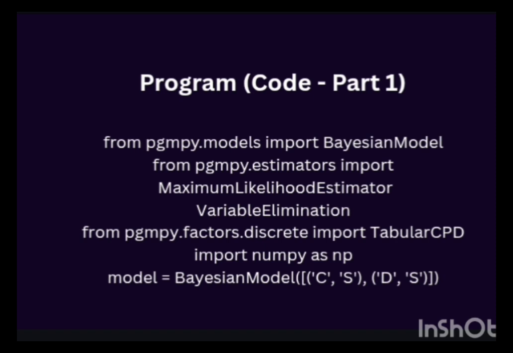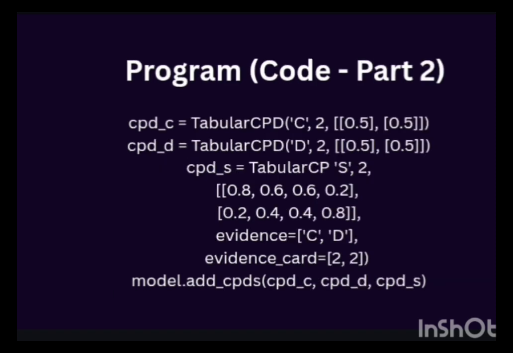Program Part 2. Here we define the conditional probability distribution for each variable using TabularCPD. This distribution represents the probability of each variable given its parent nodes. After defining them, we add these CPDs to the model.